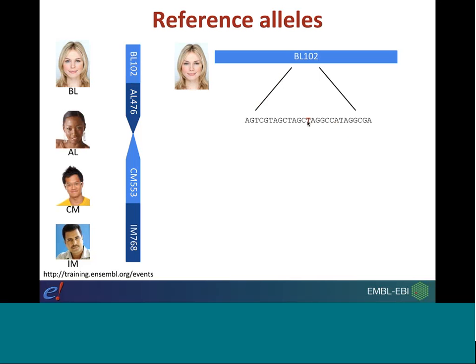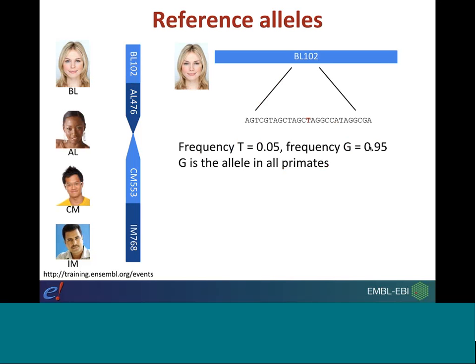But in this hypothetical situation, this lady isn't actually very representative of the human population in general. There's actually only 5% of people that have a T at this position. In fact, 95% of people have a G. And G, when we perform some alignments to the other primates, is the allele that we actually observe there as well. So G is what we call the ancestral allele, where we observe what we observe in the other primates. And the T allele that this woman has here is also linked to some disease susceptibility as well.